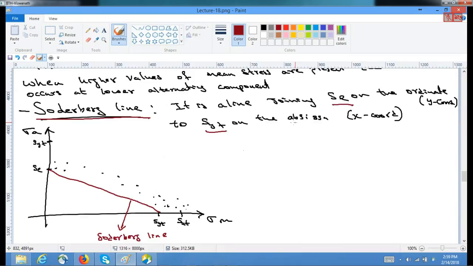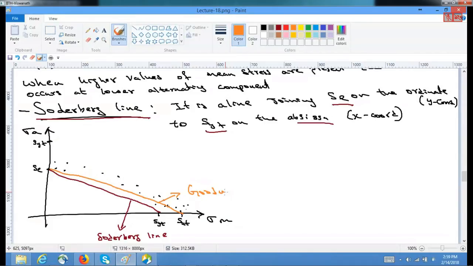Then there is the modified Goodman line. In the modified Goodman line, they still start from SE and they draw a line up to SUT. So this is the Goodman line. Further, there are several other theories.